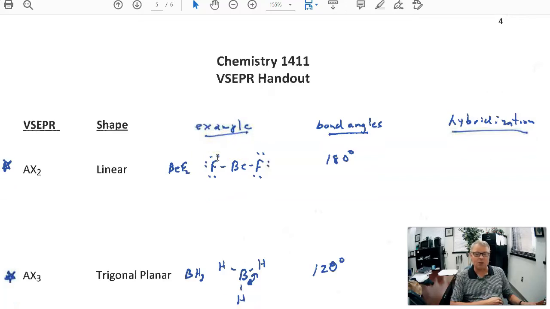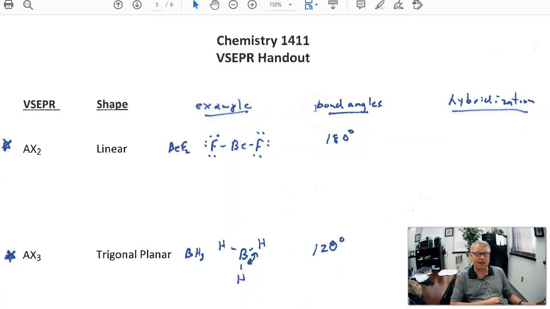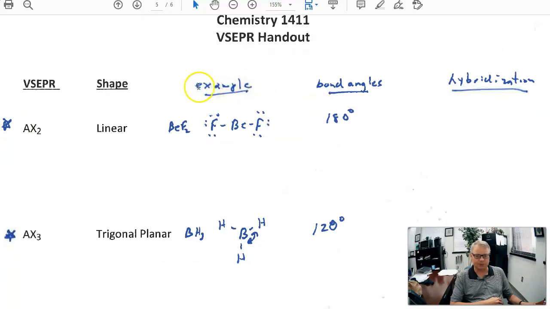Okay? So, guys, we've got a little handout here. I've made 3 columns for you. We've got an example of the particular shape you're dealing with. You've got the bond angles that are associated with that shape. And you've got another column over here that says hybridization. Don't worry about that column this time. Next chapter we'll talk about hybridization and how all that works. But yeah, you'll probably have an empty column here for the foreseeable future.